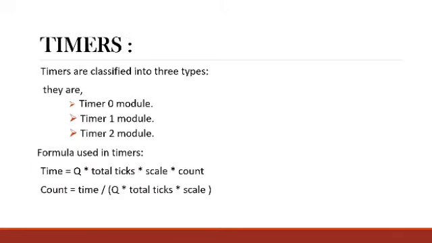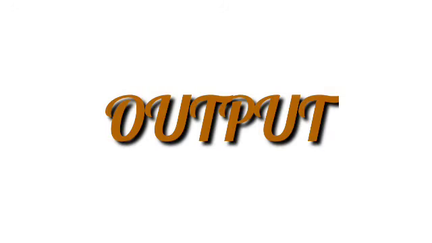The timers are classified into three types: timer 0 module, timer 1 module, and timer 2 module. The formula used in timers is: time equals quantum times total ticks times scale times count. Then the count is equal to time divided by quantum times total ticks times the scale value. Then we are going to see about the outputs.